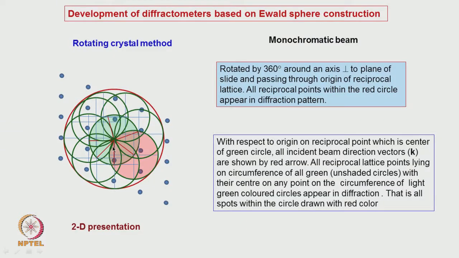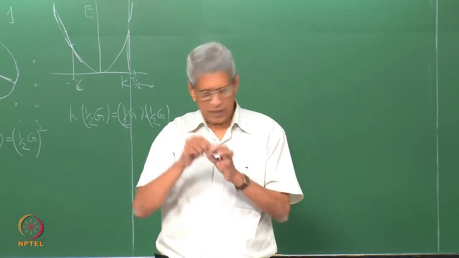Another method is that the whole sample itself can be rotated through 360 degrees around an axis. Even if the sample is a single crystal, by rotating it continuously, we will be able to get diffraction spots at different directions of the beam.